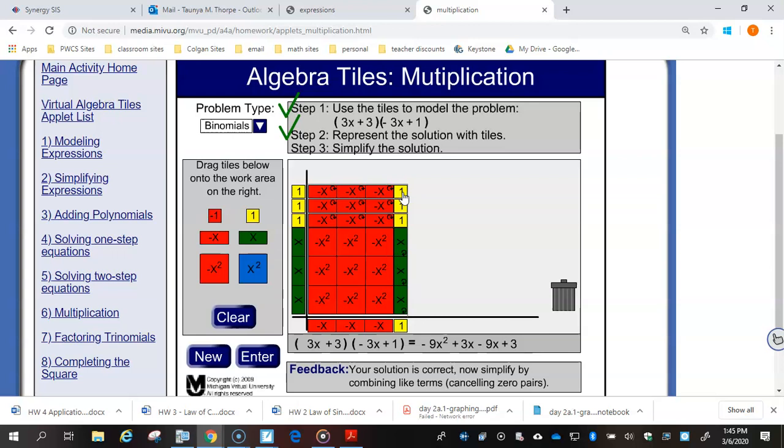But here we have positive x's and negative x's. So in order to see how many we have total, we need to count up our negative x squared. How many do we have? 9. So negative 9x squared. In order to see how many x's we have, we need to pair the positive and negatives together. Positive is green. Anytime we have a positive and a negative, they cancel. Think about that as negative 1, positive 1, they cancel.